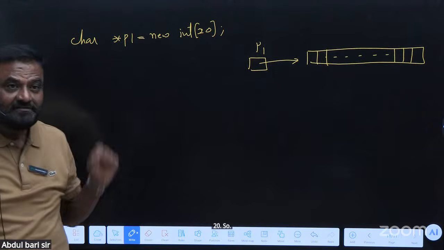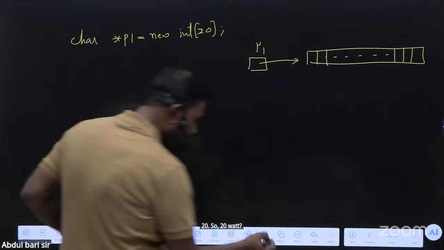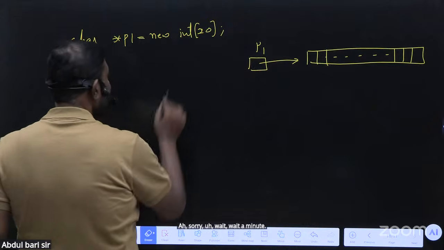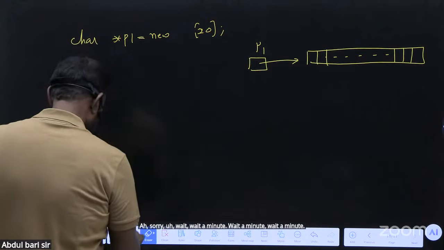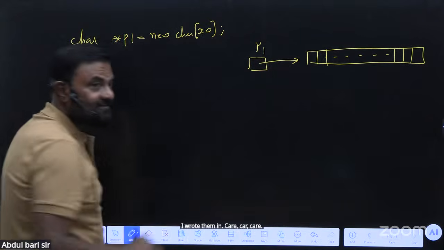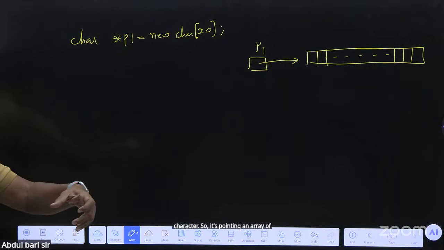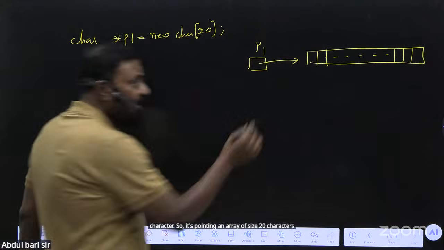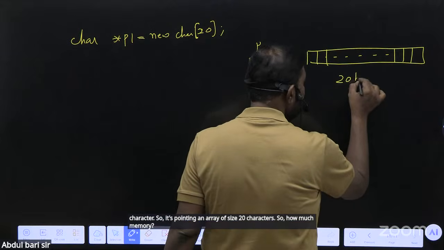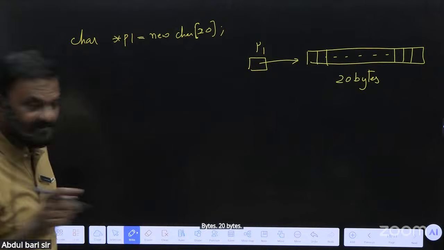20 what? Sorry, wait a minute. I wrote int, it should be char. 20 what? Characters. P1 is which type of pointer? Character. So it's pointing to an array of size 20 characters. So how much memory? 20 bytes.